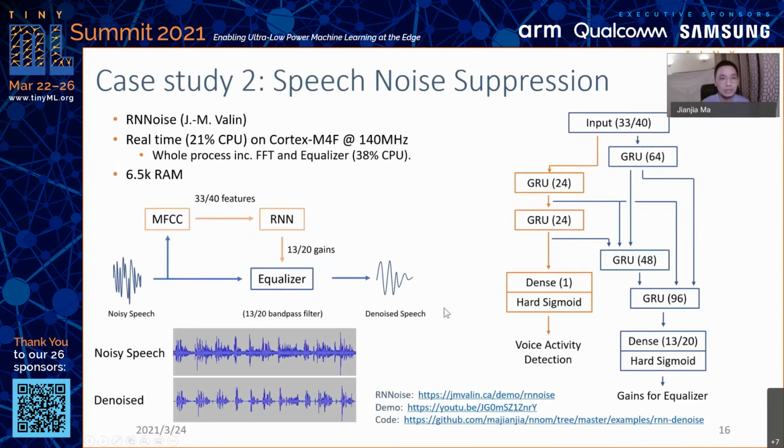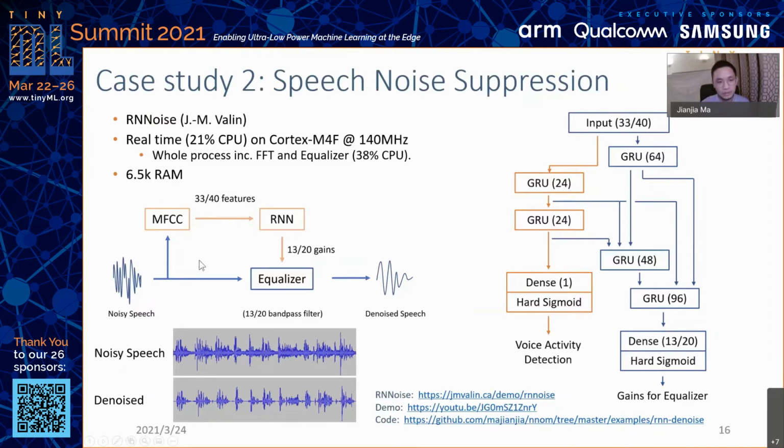The second case study is an interesting one. It's actually one of the NNoM examples. It has full documentation support there. All the details you can find in the links below. It uses an RNN-Noise principle to do speech noise suppression. The principle, shown on the left-hand side, is very simple.